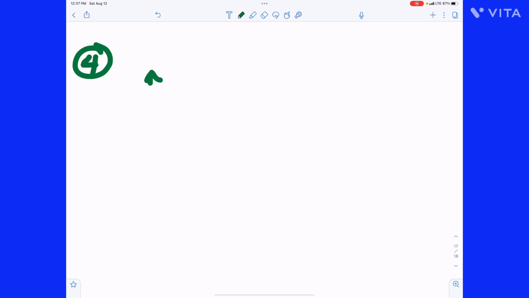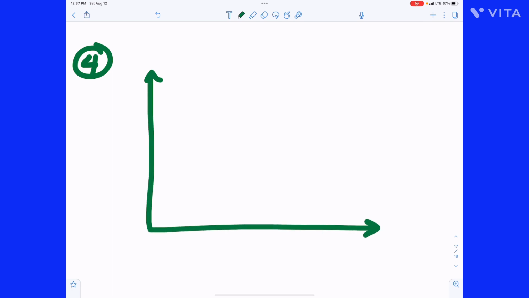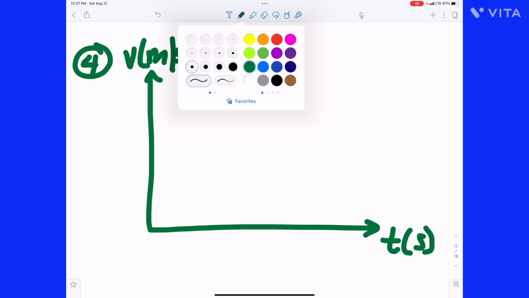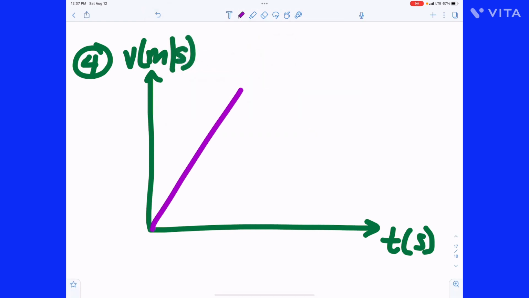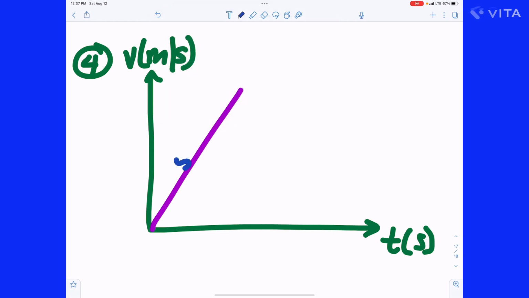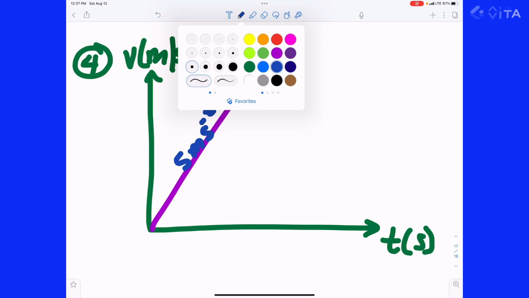So, a body starts from rest. Time in seconds, that's the axis for time. This is the axis for velocity in meters per second. A body starts from rest and accelerates uniformly. The rate of acceleration is 5 meters per second squared. That's the gradient of that line. So I can write it on it like that.